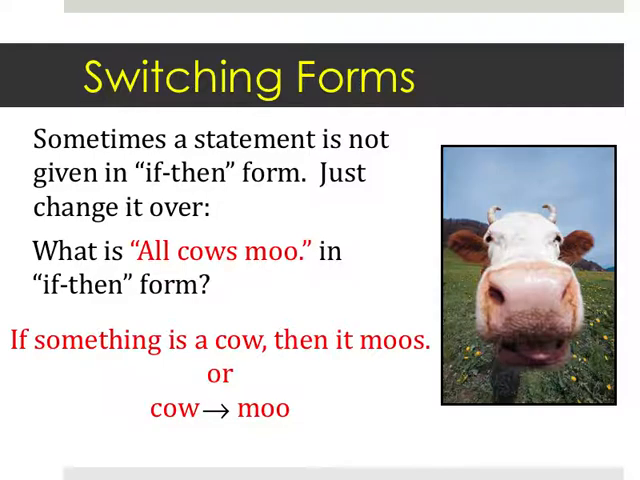Tegan, what's the inverse? The inverse is: if something is not a cow, it does not move. True or false? False, because the converse is false. Bingo. Don't try to figure that out. Just go back to the converse, because the inverse and the converse are related. Okay, and then last one, what's the contrapositive?